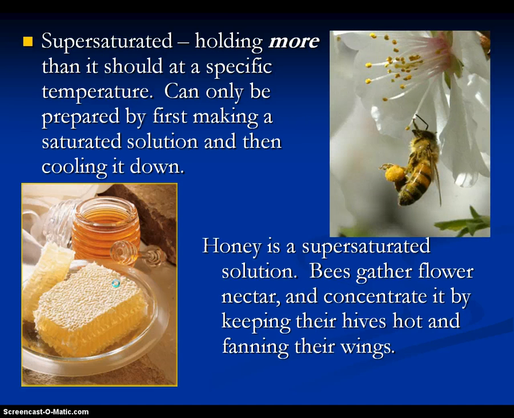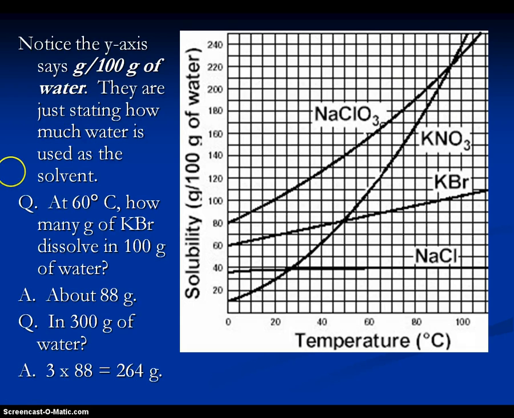Now, we also can make solutions that are supersaturated. That means they're holding more than they should at that specific temperature. And in order to make a supersaturated solution, you actually heat the solution higher than, for this example, 60 degrees. Let's say we heated it to 80 degrees. At 80 degrees, we could dissolve almost 100 grams of potassium bromide. Then if we allowed that solution to slowly cool to 60 degrees, it would stay in solution and we would have a supersaturated solution.